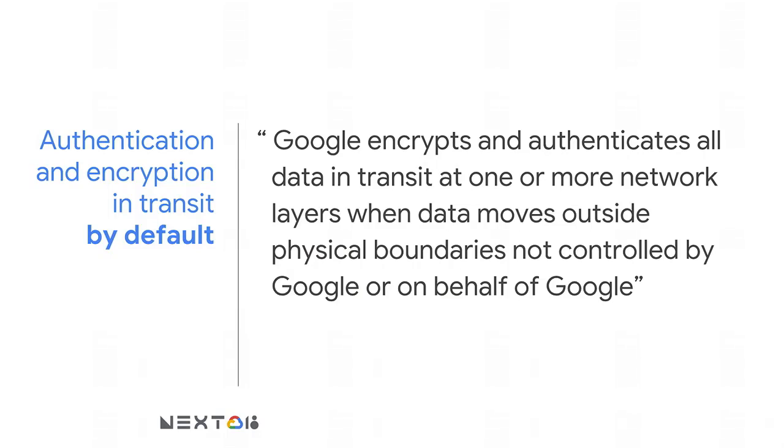So to sum it all up, for data encryption in transit, Google encrypts and authenticates data in transit at one or more network layers, the network layer and the application layer, when data moves outside physical boundaries not controlled by or on behalf of Google.